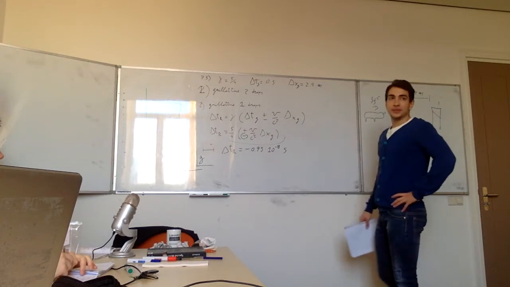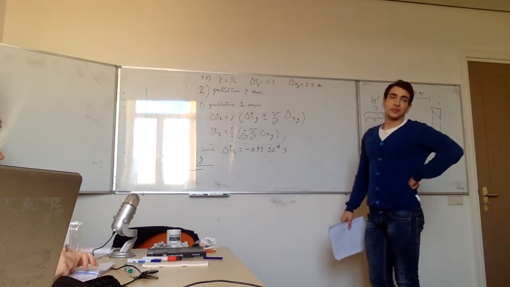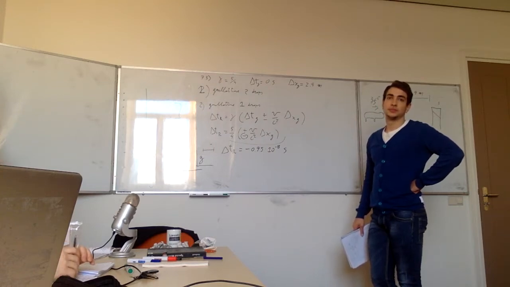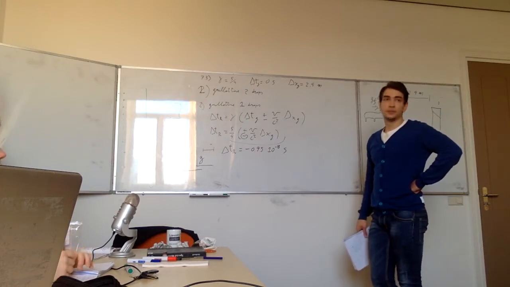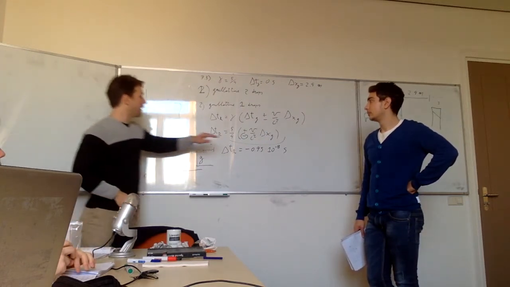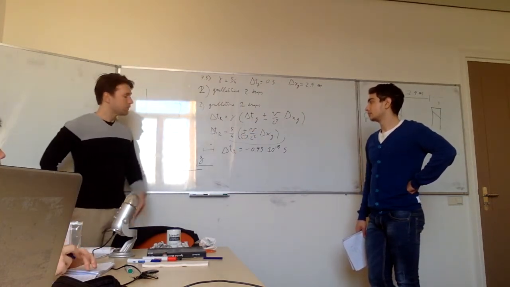The way I saw it is that if you're in the rhino frame, when guillotine 2 drops, you're going towards guillotine 1. Since you're going towards it, the length that you're going to measure is less than the rest length. So delta x g is going to be bigger than delta x r. That's the correct argument, and that determines the sign. That's all there is to it.